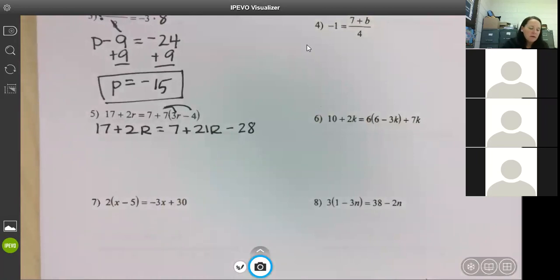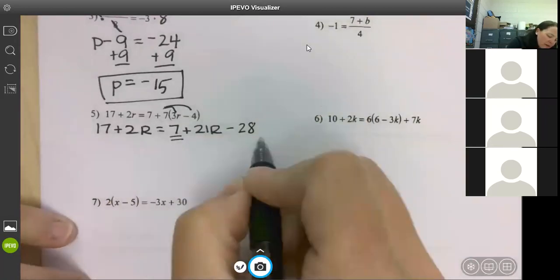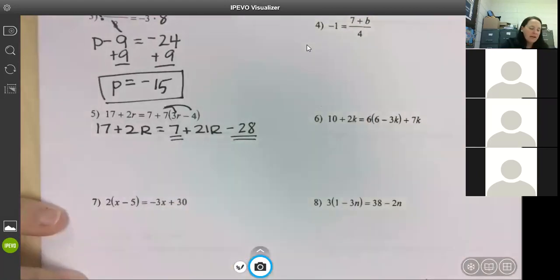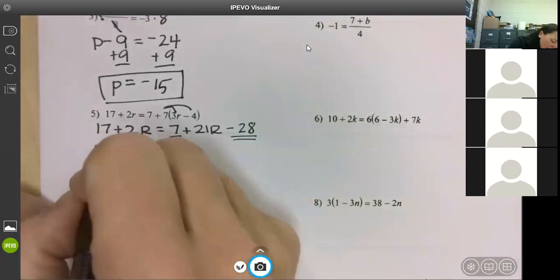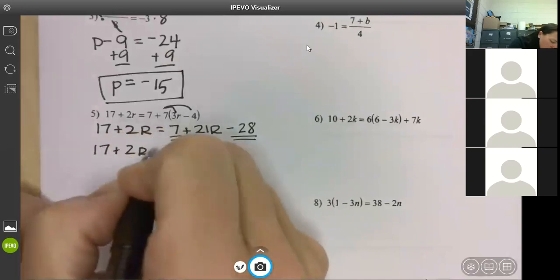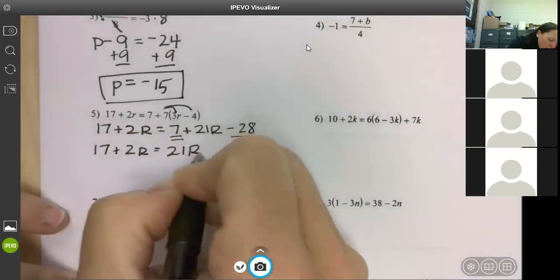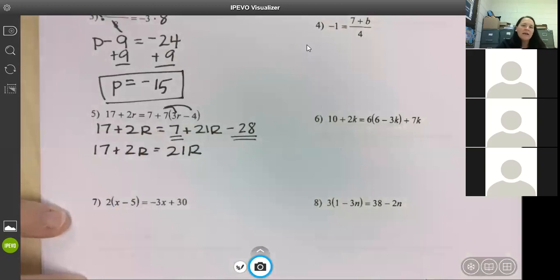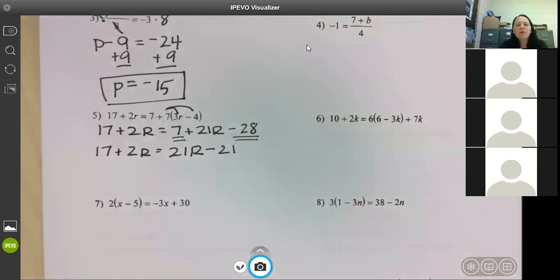Combine like terms. Yes, we have the 7 and the -28 on this side that we need to put together. So everything else is fine. 17 plus 2R equals 21R. But what's 7 minus 28? Negative 21. The next step is we need to put our R's together.